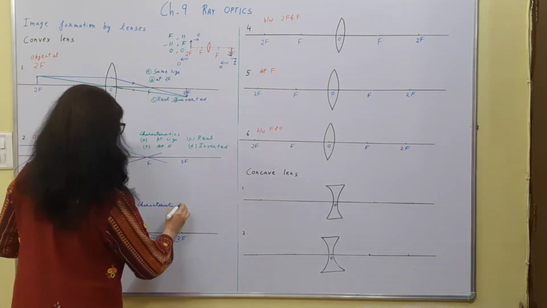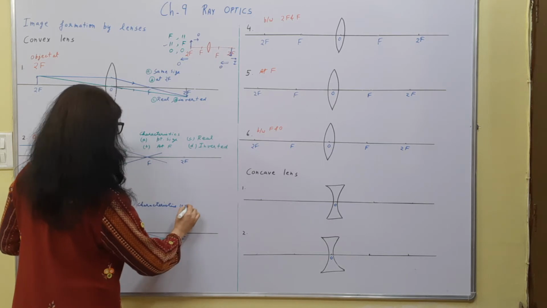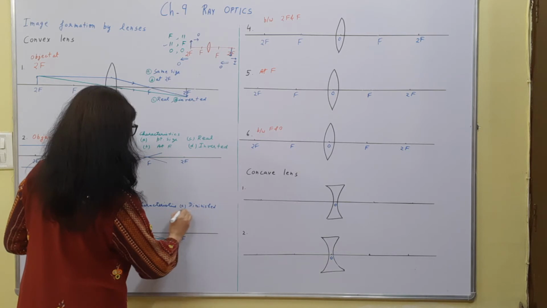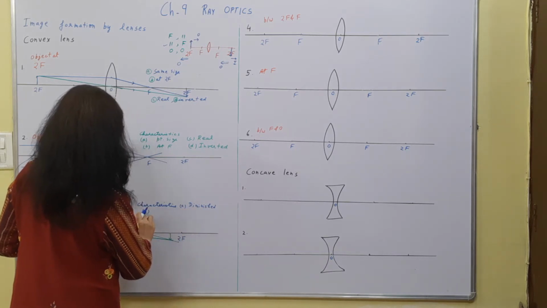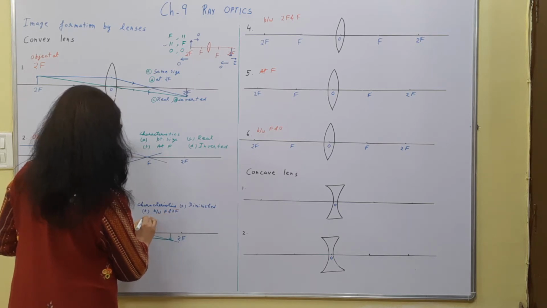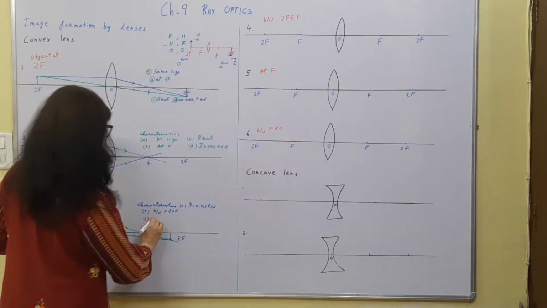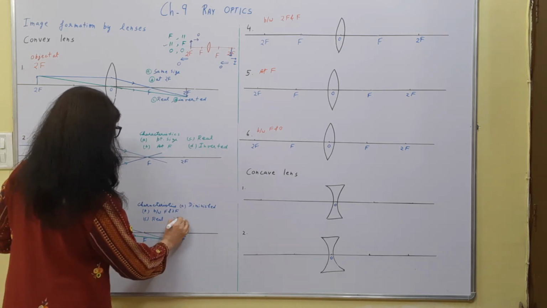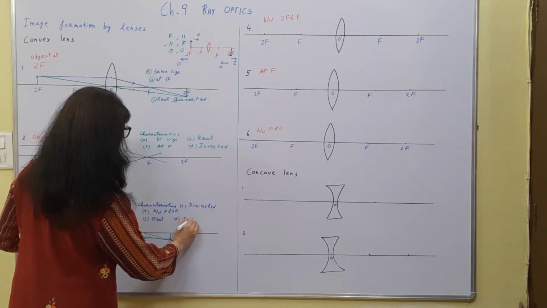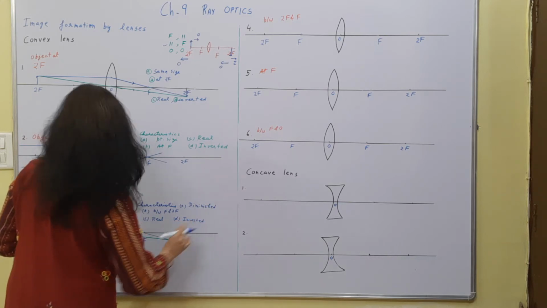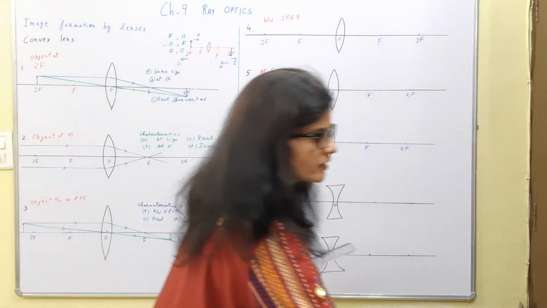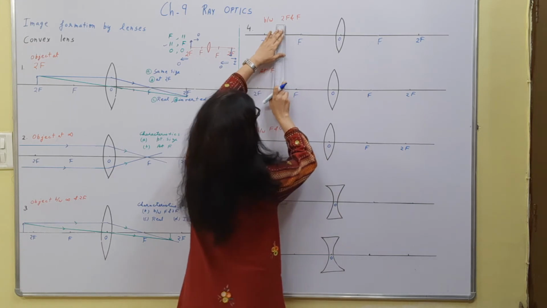The first one is size. So size is diminished. Second is place. So between F and 2F. Third characteristic is real, because the rays are actually meeting. And fourth characteristic is inverted, right?